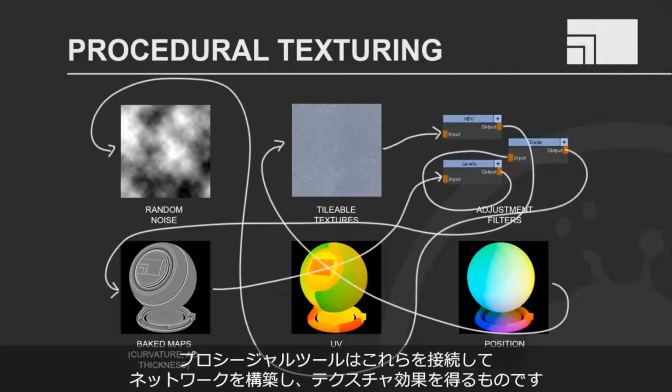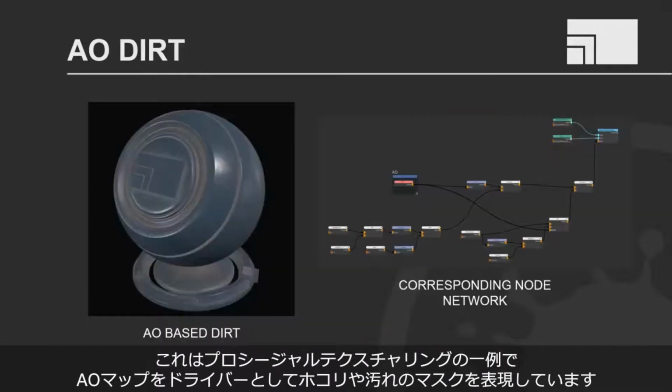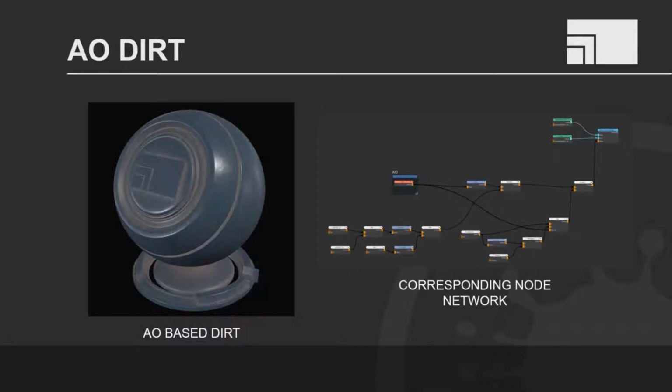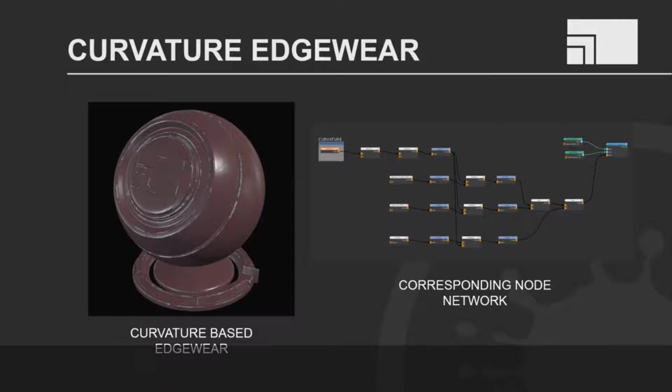A procedural tool is created by connecting a bunch of this stuff together in a network that either manipulates an incoming image like paint or a tileable image, or creates a result all on its own. Here are a couple of examples of assets that use some nice procedural texturing methods to add detail and breakup. This is a dust and dirt mask set up with AO as the main driver of the mask. And here are some edge wear and scratches that show up on the convex edges of this model.